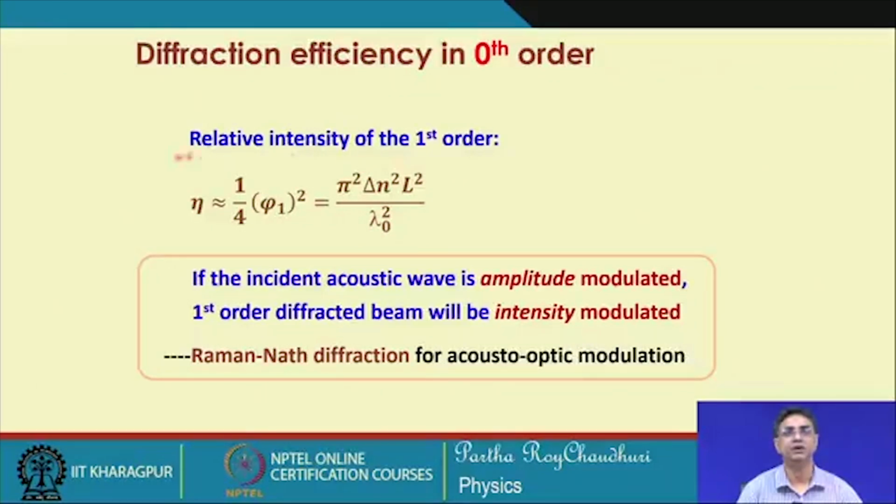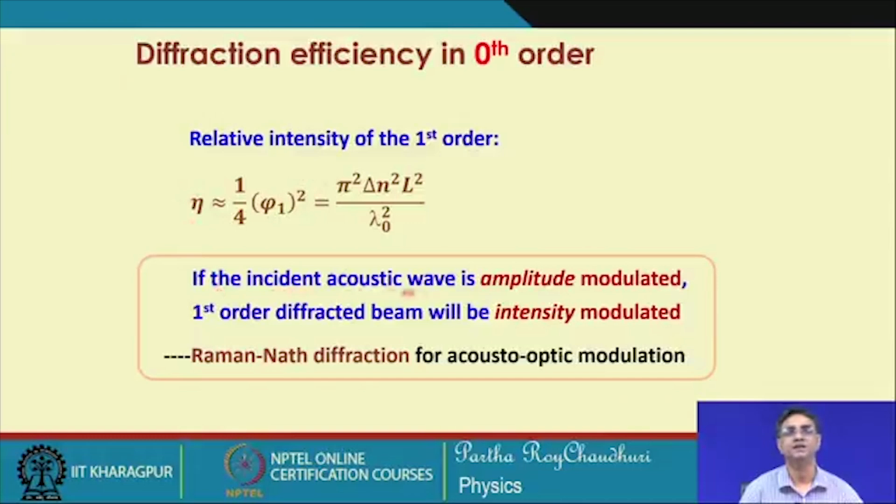So, this is a very important, very useful result, that if you have a low acoustic power of the acoustic wave in the transducer, then you can get a diffraction efficiency which will be given by this. Knowing the length, knowing the delta n, which is a consequence of the acoustic power, and this lambda 0, the wavelength of the light wave, we can calculate the efficiency of this.